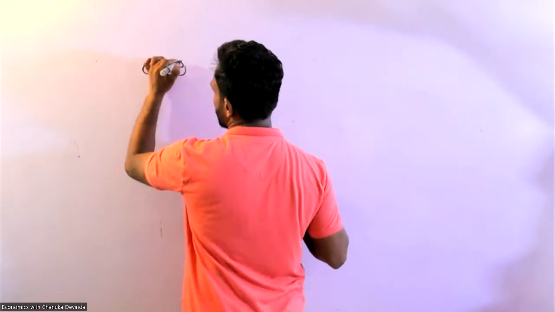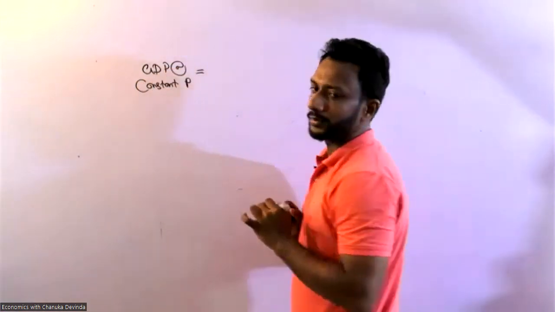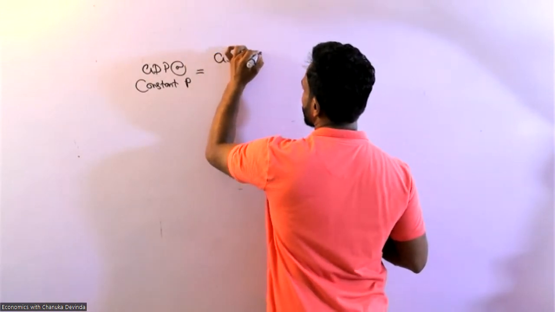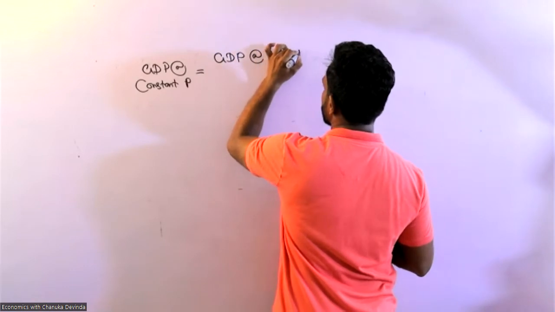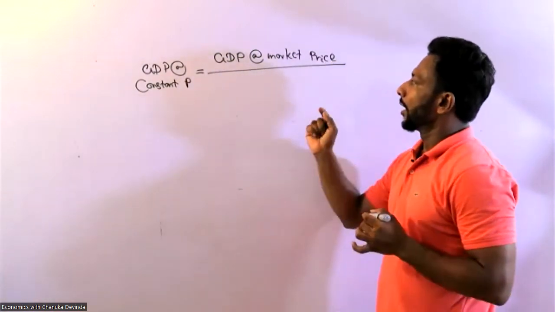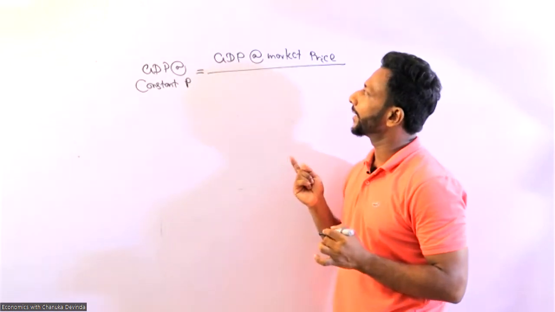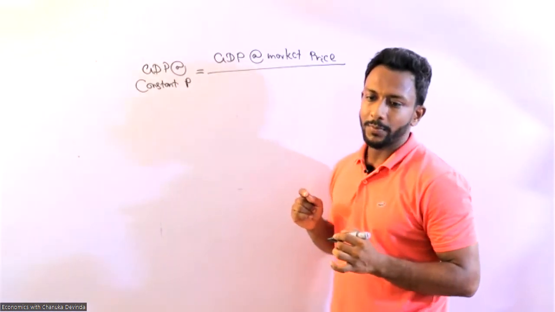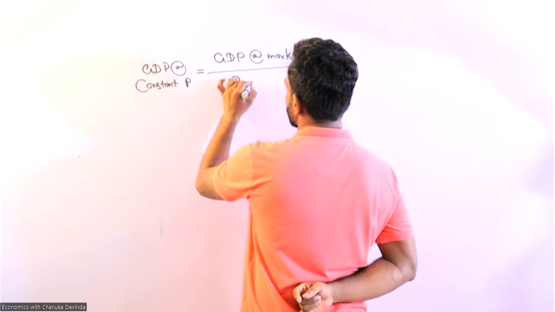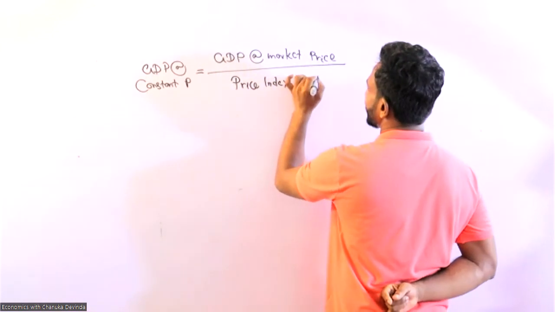GDP at constant price equals GDP at market price. To eliminate the inflationary impact, we need to divide this by how much? Divide this by the price index, the price index of the relevant year.